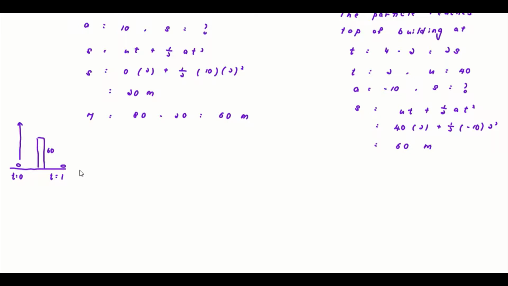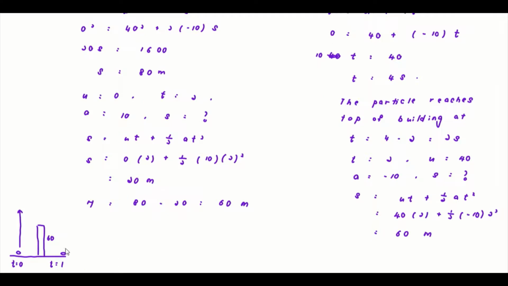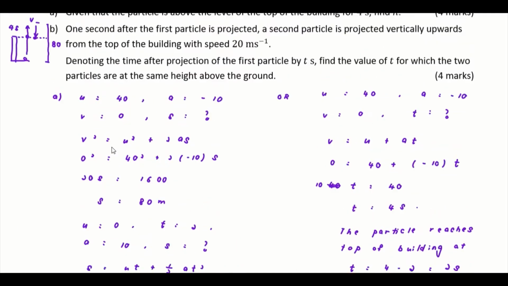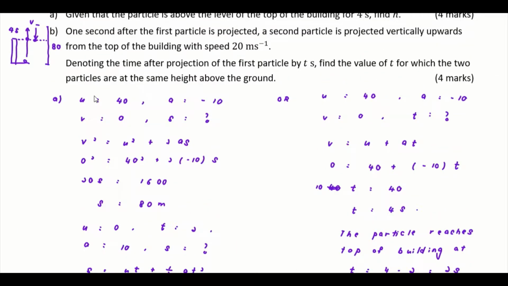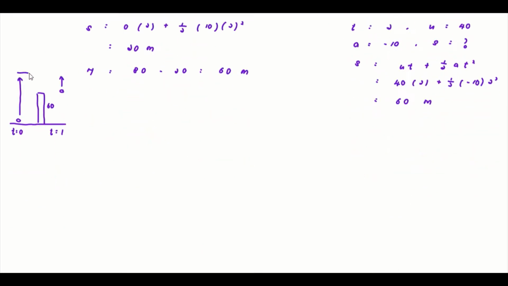But the difference is that the second particle is projected vertically upwards from the top of the building. So in our drawing, the particle shouldn't start here. It should be from the top of the building, so it starts here. Then after that, it's projected up as well. So this question wants us to find the time where the two particles are at the same height, which means the time if both of them reach here.